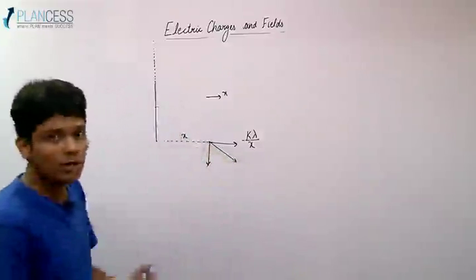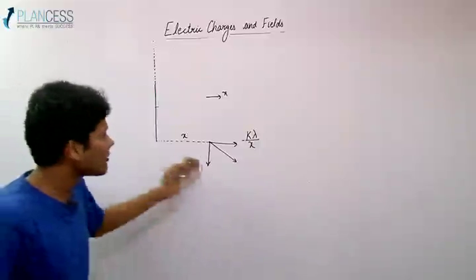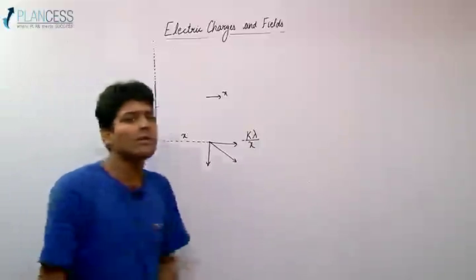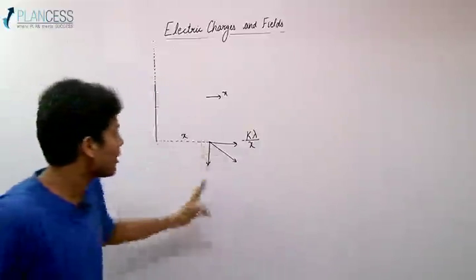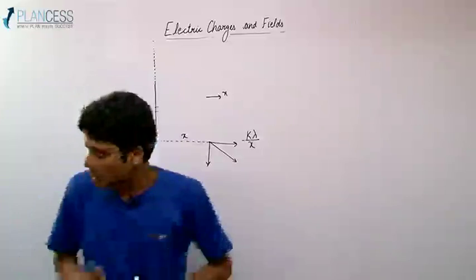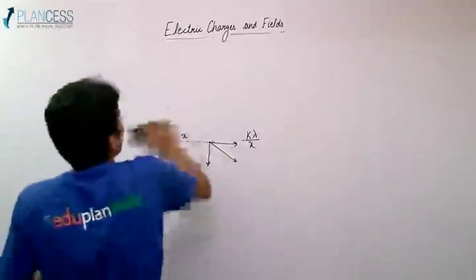So if you want to calculate for this semi-infinite long wire, you can write the expression of this electric field, and you can easily calculate the value of the electric field in this direction. So this was the calculation for the semi-infinite long wire.